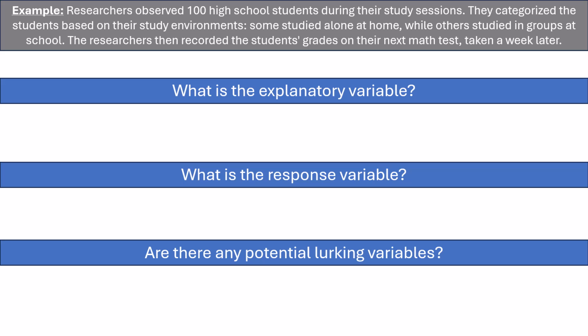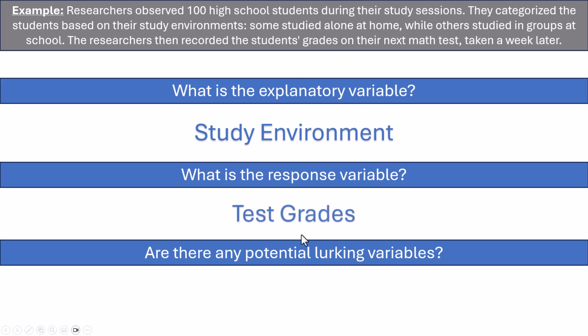Okay, assuming that you've given that a try, we are first asked for the explanatory and response variables. Remember that the explanatory variable is another name for an independent variable, and response variable is another name for a dependent variable, so those might be terms you're more familiar with. And in this case, we want to know how the study environment, either at home or at school, is affecting the math grade on their test. So the explanatory variable would be the study environment, and we would like to know how that is affecting the test grades. So our explanatory variable is study environment, and our response variable is test grades.